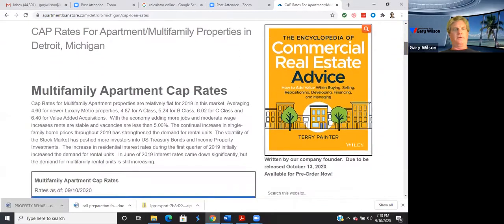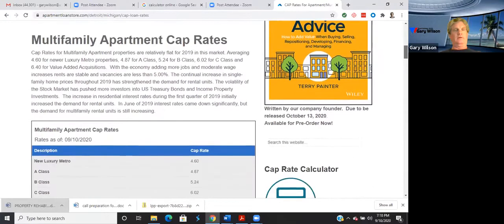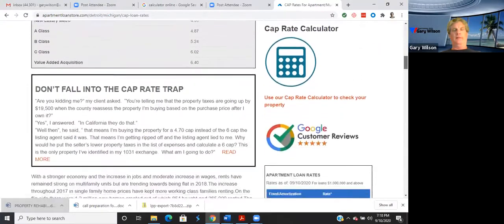Multifamily cap rates. Okay, let's see. Cap rates multifamily apartment complexes relatively flat. 2019, averaging 4.6 for New York luxury metro, 4.87 for Class A, 5.24 for Class B, and 6.02 for Class C. And that sounds like that may be more of an all around. I don't know if that's just in Detroit. That seems like that's more national.